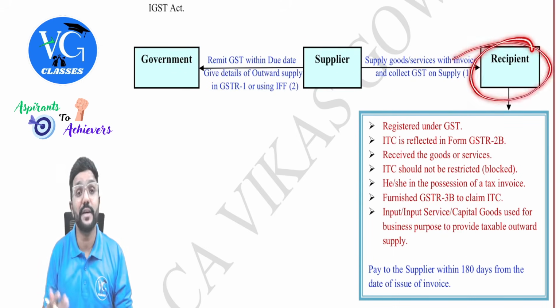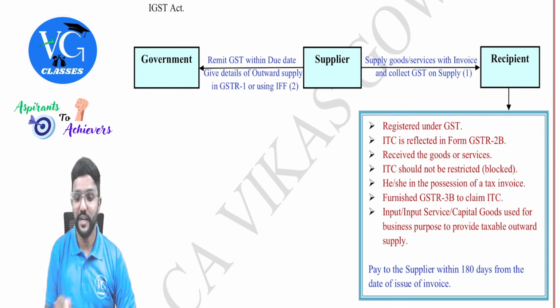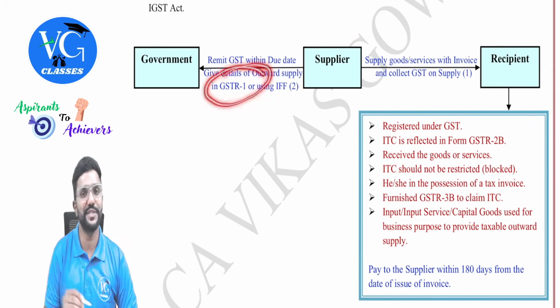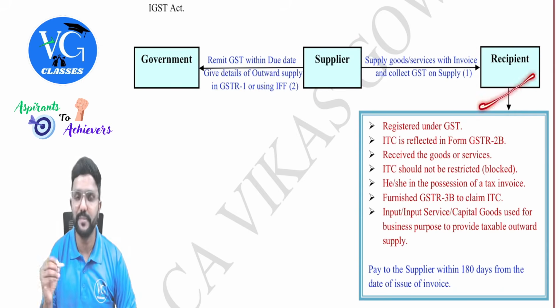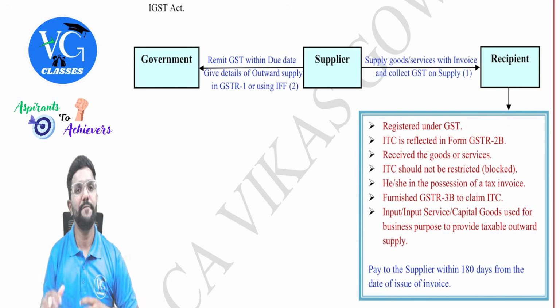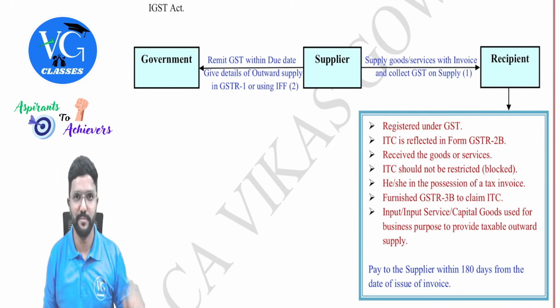So can the recipient claim the credit? Yes, he can claim the credit. Okay, sir. Even though he has not paid any amount, the amount has been paid by the supplier and he has given the details of outward supply in GSTR 1. So the credit will auto-populate to the recipient in GSTR 2B. He can claim the credit. So he has claimed full 18,000 credit. If he pays the amount to the supplier within 180 days, no problem. We will not disturb him.